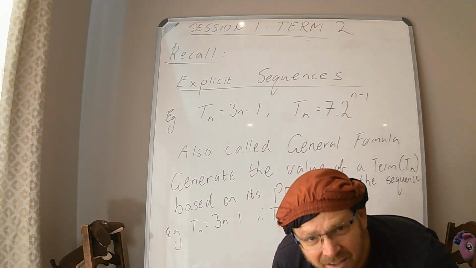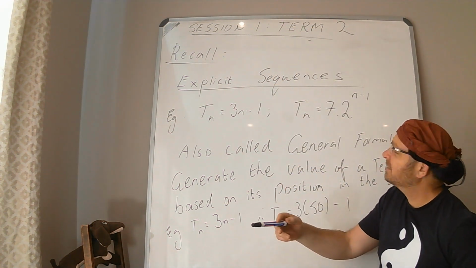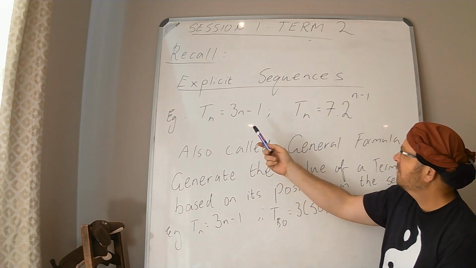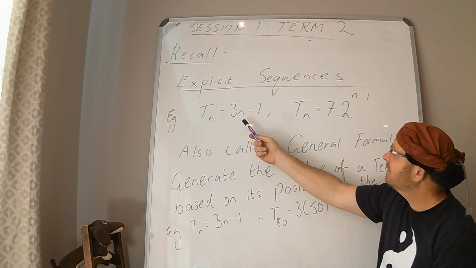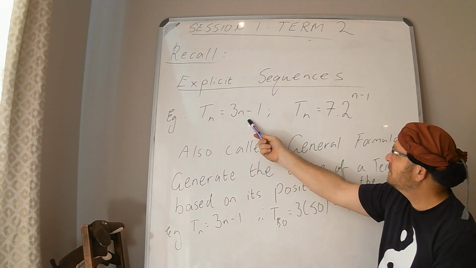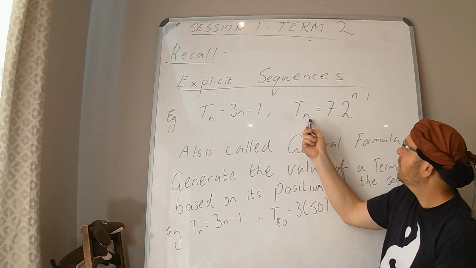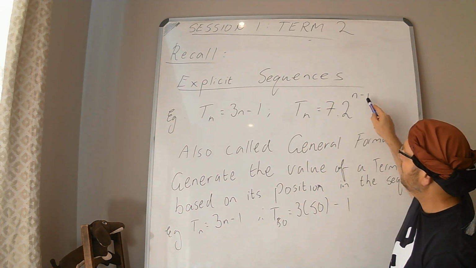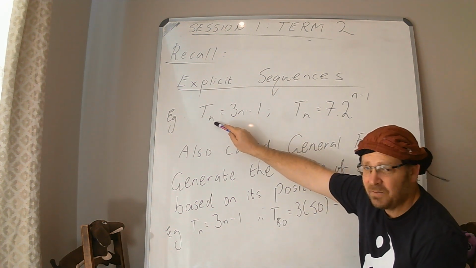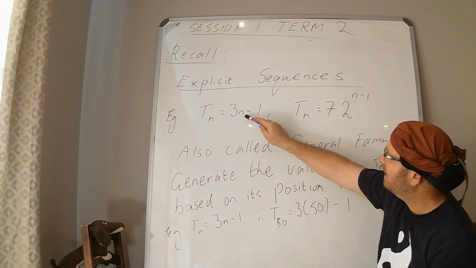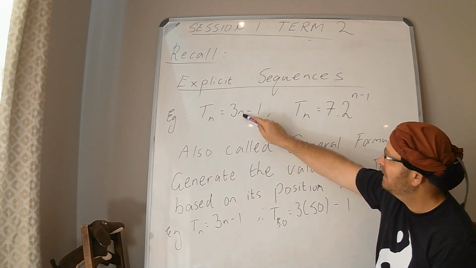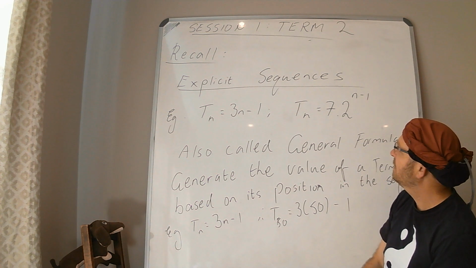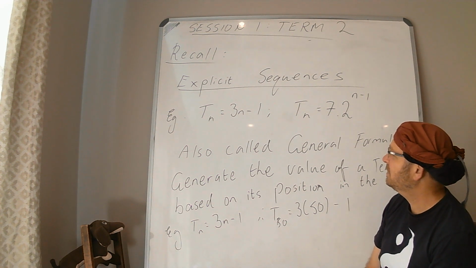The first thing is, and you can get this down, what is an explicit sequence. An example of an explicit sequence is Tn is equal to 3n minus 1, or the term in position n is equal to 7 times 2 to the n minus 1. Remember, Tn is the value of an individual term, and n is its position in the sequence. So T7 is the term in position 7, and you replace n with 7. So these are explicit sequences.